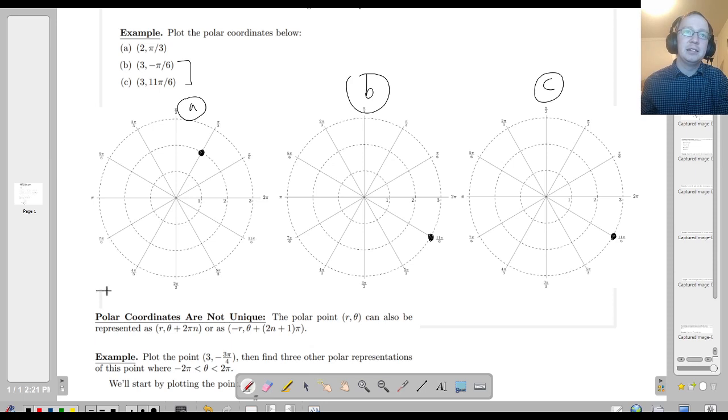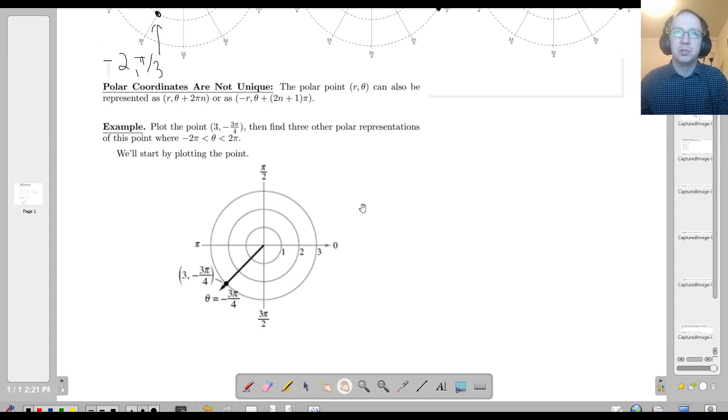So if I had had negative 2, pi over 3, then instead of going in the direction of pi over 3, I would go the opposite direction, a distance of 2. That would be this guy right here. Okay, so the idea is if you add pi, you go in the opposite direction. If you add 2 pi, you go back in the same direction. And you can keep adding pi over and over again and coming up with more descriptions.